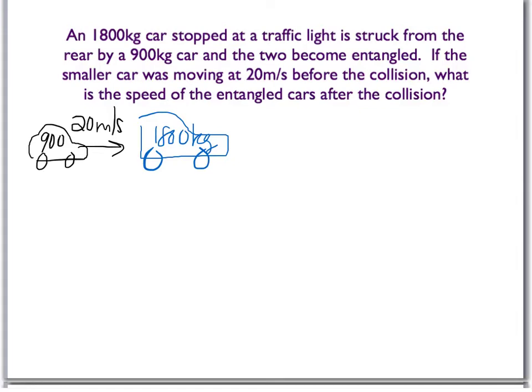Now, we can read in the problem and realize that these two cars after the collision are going to become entangled. Basically, what we're saying is that they're going to be one big mangled mess and one lump mass. What we are looking for is the speed of these entangled cars, or the speed of this wreckage after the collision has occurred. Now, what we're looking at here is the idea that momentum can be conserved in collisions.